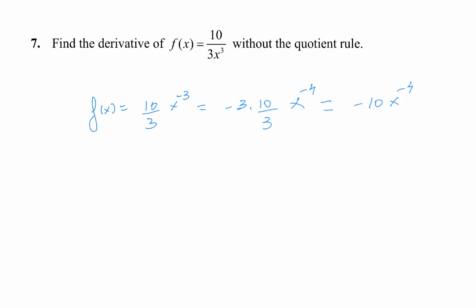the derivative. So let me write correctly. This is f of x, and this is equal f prime of x, the derivative. And f prime of x can be written like minus 10 divided by x to the 4. And that's all.